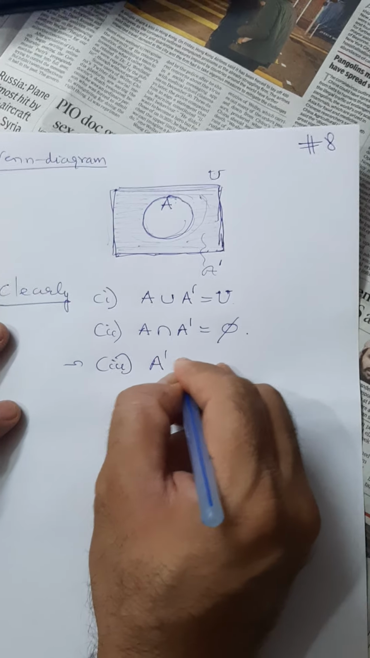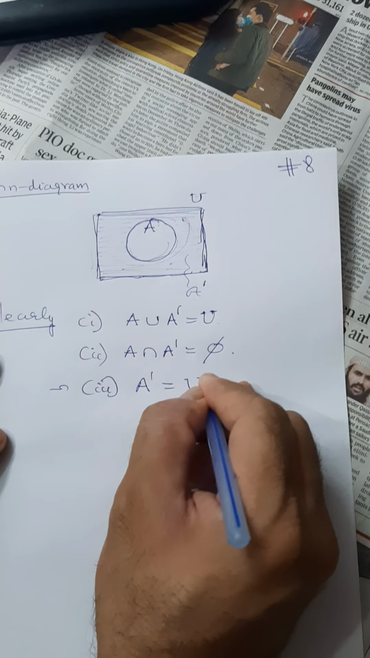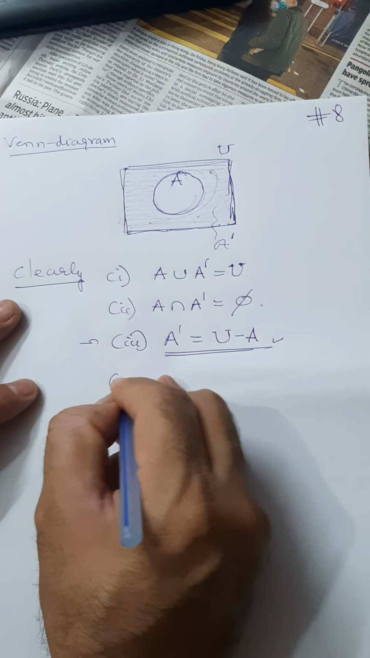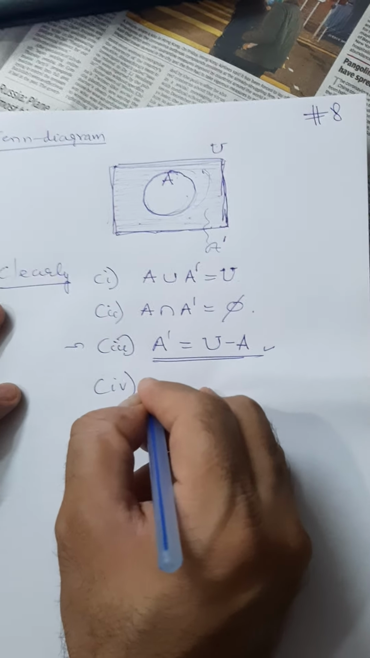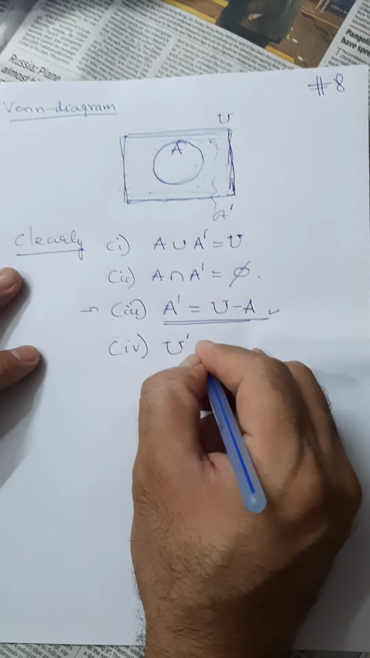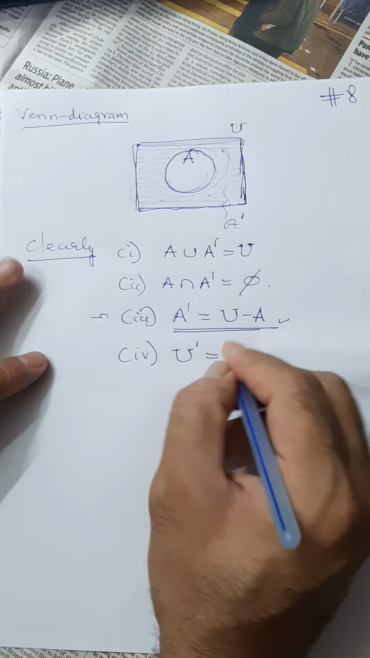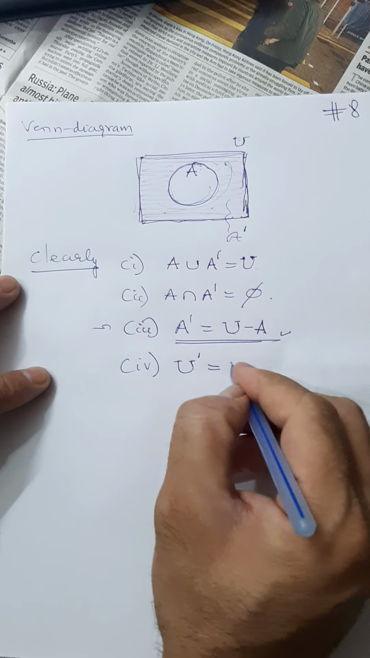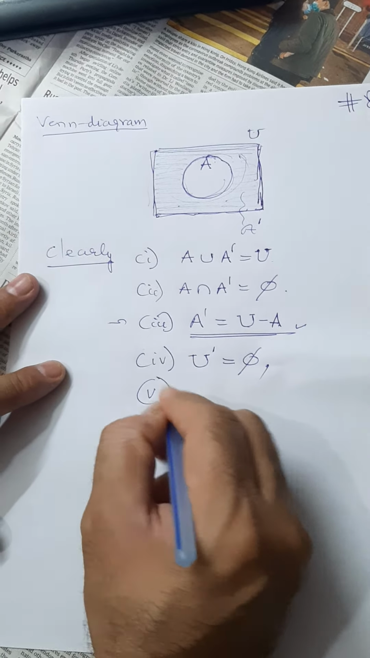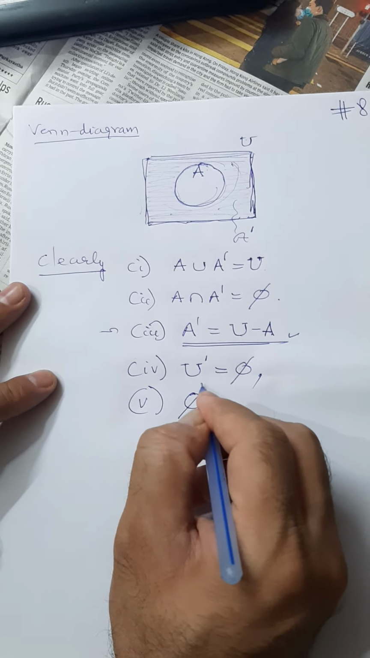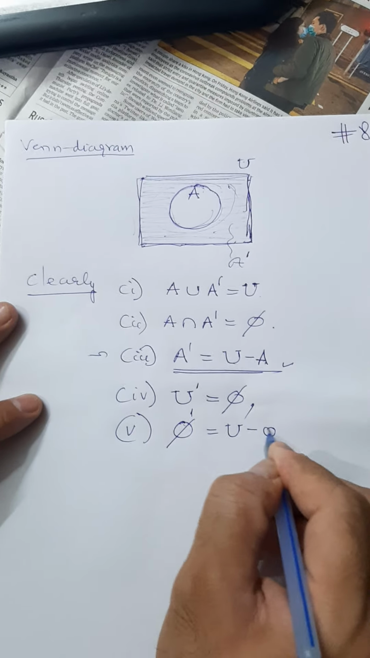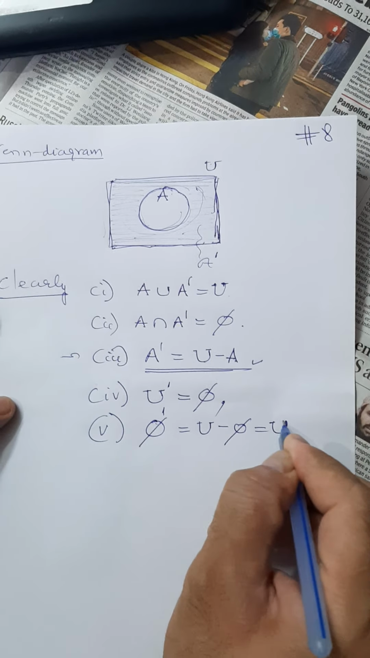A dash is universal set minus A, remember. So from this you can write this fourth one. What is the complement of the universal set? Which is universal minus universal, which is null set. And fifth one, complement of null set. That is from universal set you drop nothing, so you will get the U, universal set.